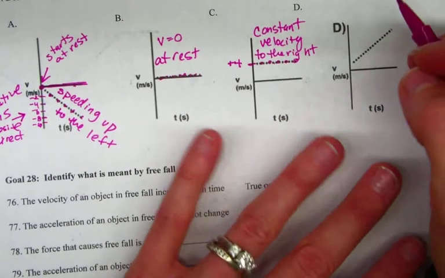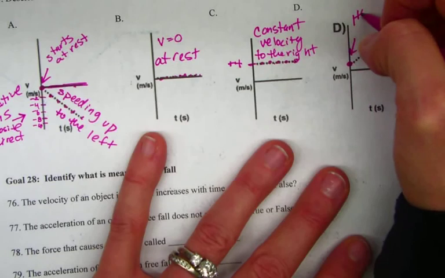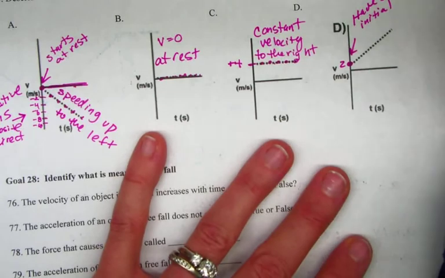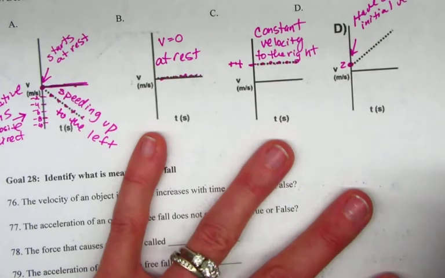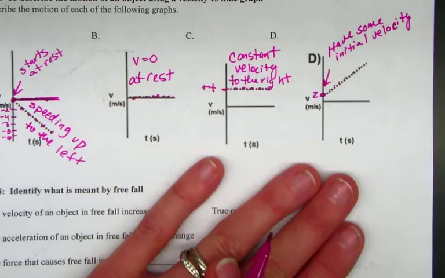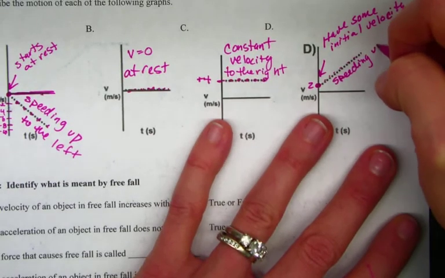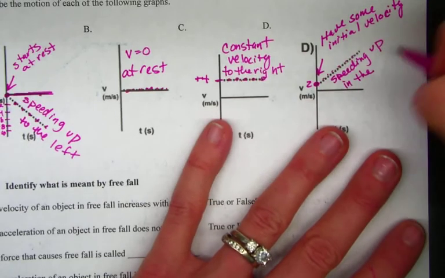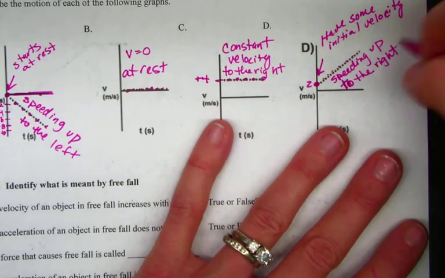Here, if I follow this line, I'm starting here. I have some initial velocity. I don't know what that is. Maybe it's a 2 if I just put a random number on there. But I have some initial velocity, so I'm not starting at rest. I'm starting with some value. And then I'm moving away from the x-axis. The further away you get, the more you are speeding up. So I am speeding up to the right.